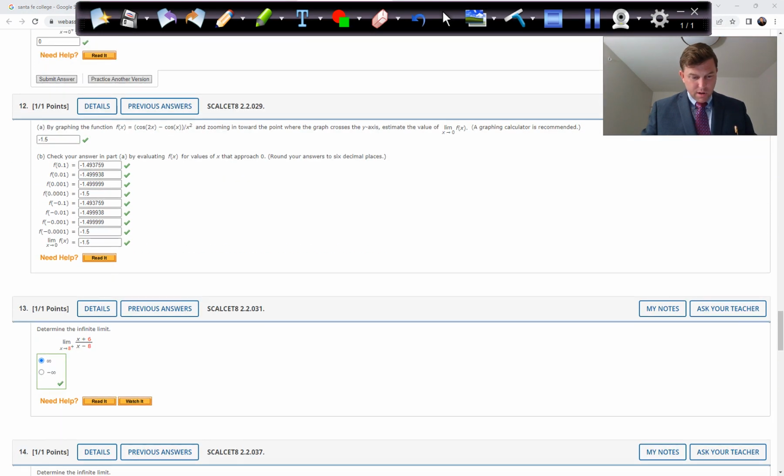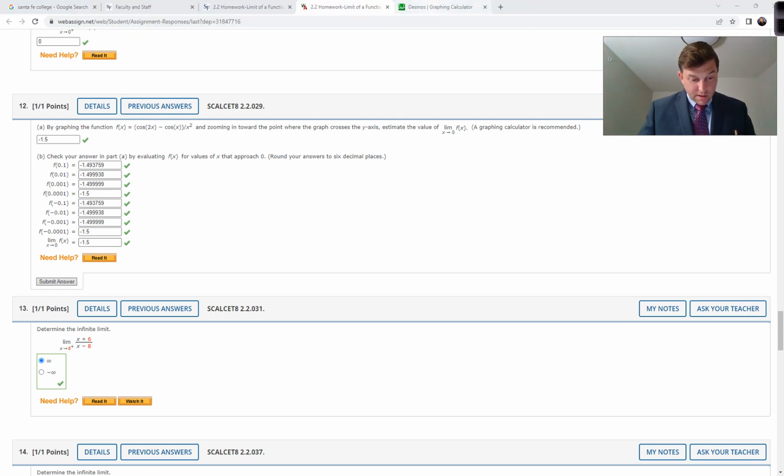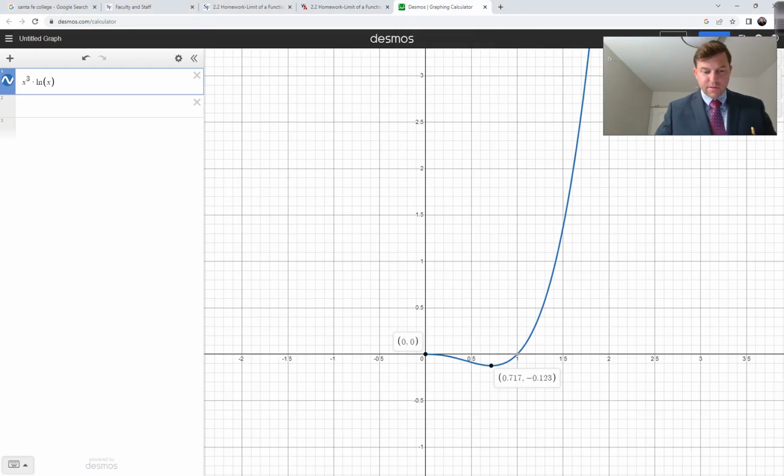Okay, so problem 12, exact same kind of thing. They give you a function, and they tell you different x values. So you do have to plug in these different x values into this function, cosine 2x minus cosine x divided by x squared, and you'll get these things approaching negative 1.5. Let's actually see that one in decimals, though. So we have cos 2x minus cos x over x squared.